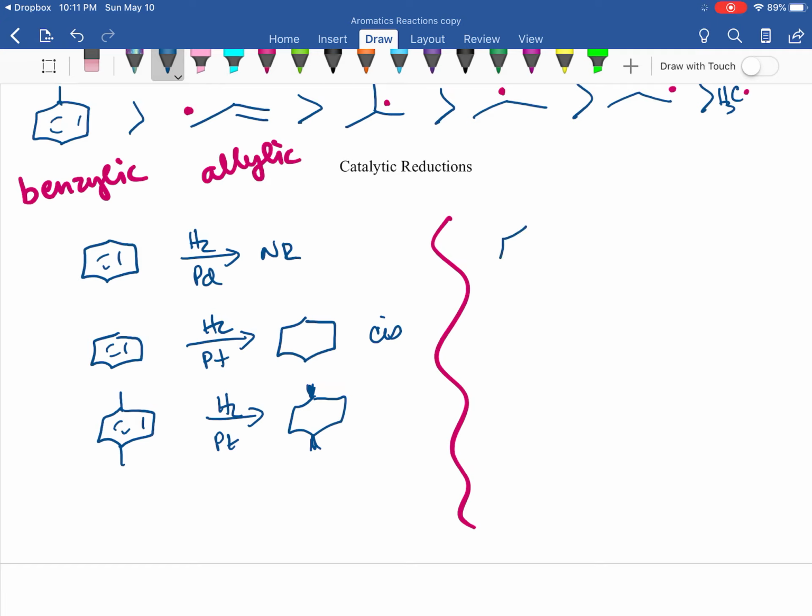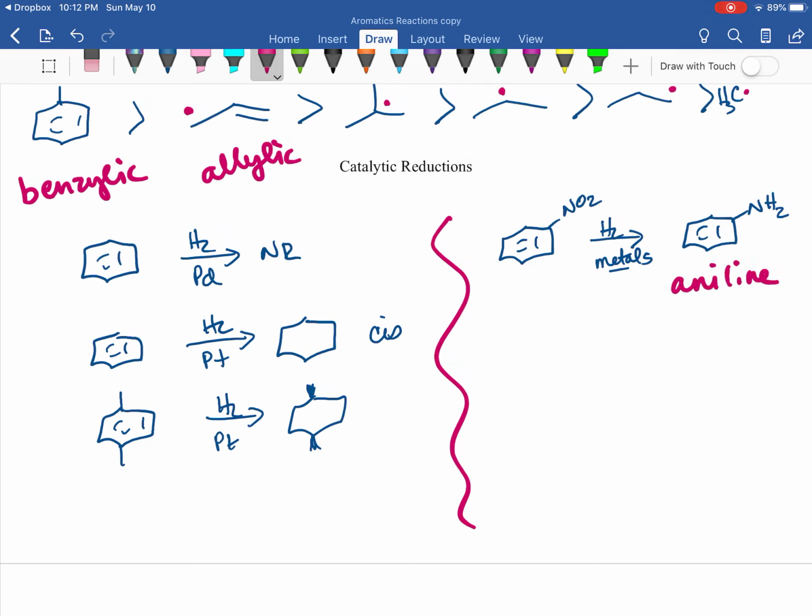Oh, and then I do want to show one more catalytic reduction. Something that hydrogen and palladium does work on, or old school was tin or iron, but I'm just going to go ahead and show you the hydrogen is our NO2 group. So this can work with other metals as well. You can use a metal catalyst. And now we made another huge industry compound, and this is aniline.